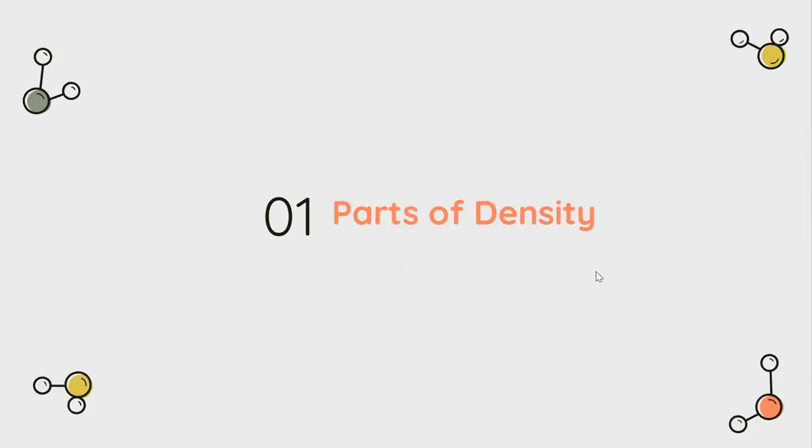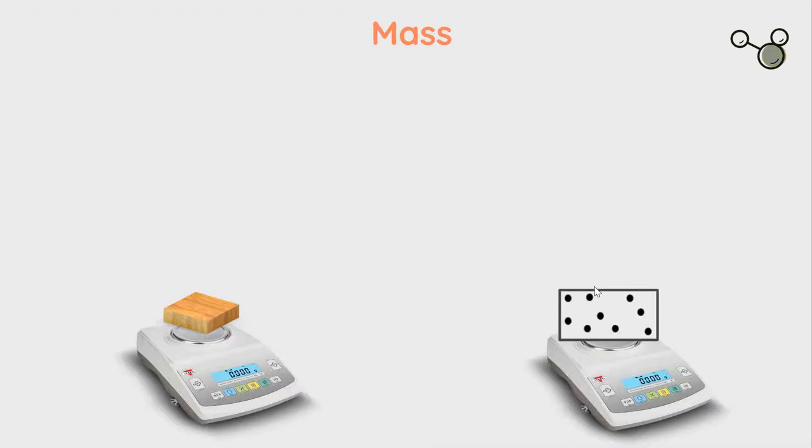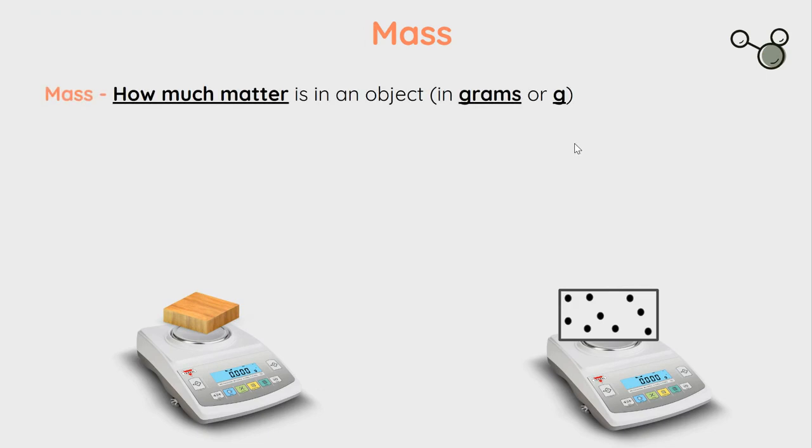So first, let's talk about the different parts of density. The first part of density is the mass. Now, mass is how much matter is in an object, and we usually measure that in units of grams, or a lowercase g representing grams. You use this in chemistry very often. There are other units, but we really stick with grams or, again, abbreviating as a lowercase g often.